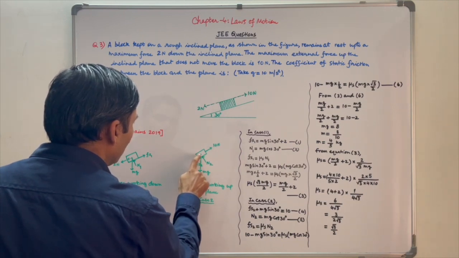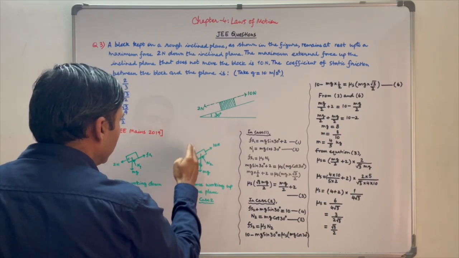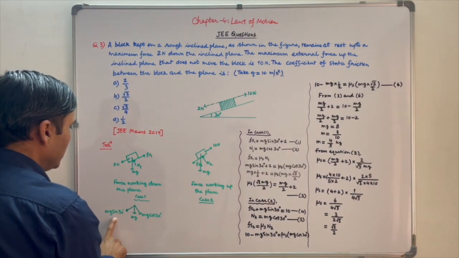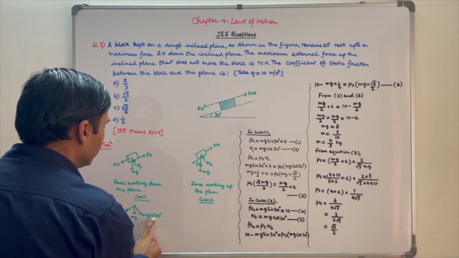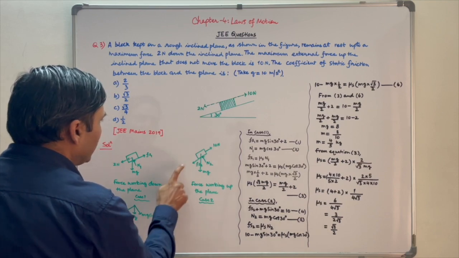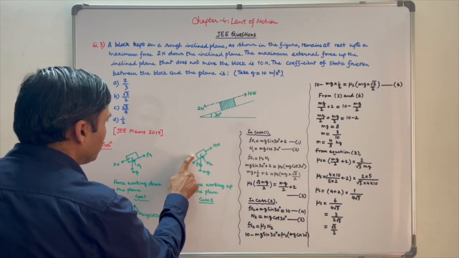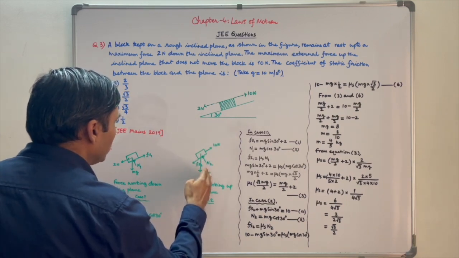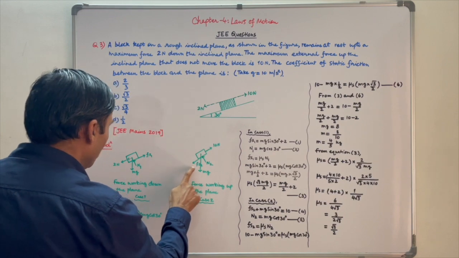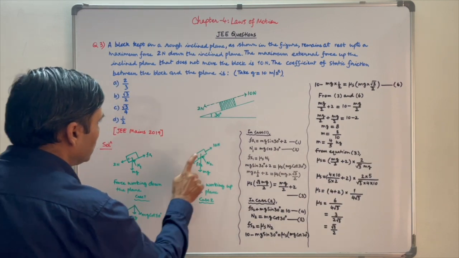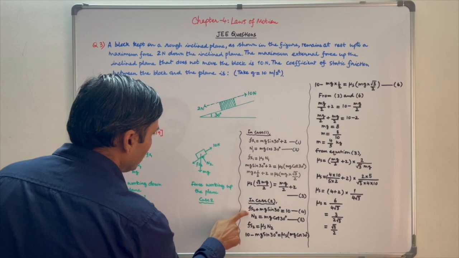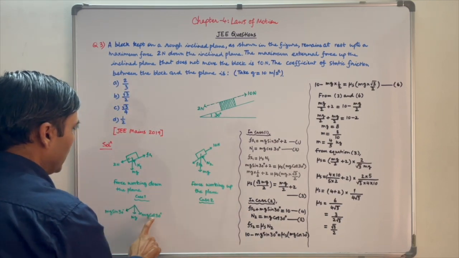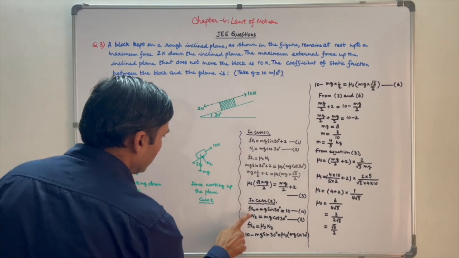It is resolved into two components, one along the plane, another perpendicular to the plane. Along the plane component is mg sin 30 and perpendicular to the plane component is mg cos 30. At translational equilibrium, we will equate forces along the plane and perpendicular to the plane. So along the plane equation will be Fs2 plus mg sin 30 is equal to 10. This is equation number 4. Perpendicular to the plane equation will be N2 is equal to mg cos 30. That is equation number 5.